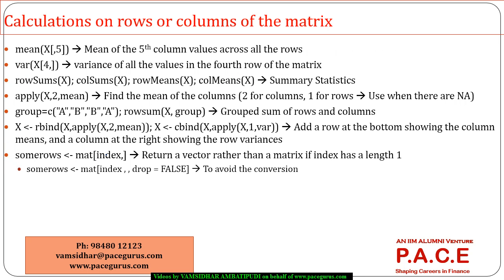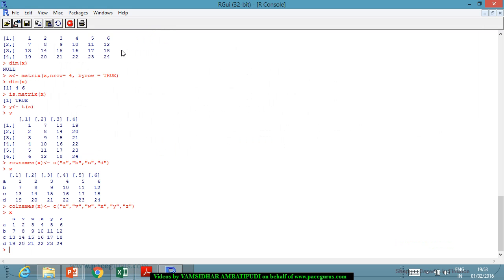Now comes the next aspect, where I'm doing some kind of calculation. Let's say I want to find out the mean of the 5th column values, all the rows. So simply I'm trying to find out the mean. First of all, let's see X of blank comma 5, which means all rows, 5th column.